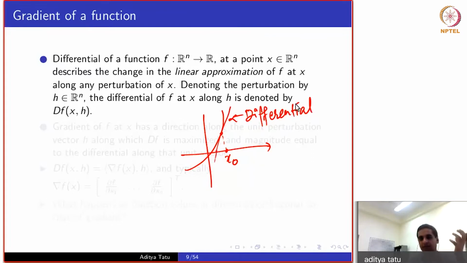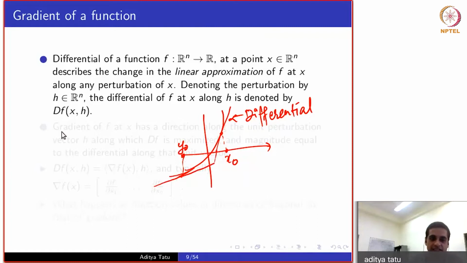You may have heard of this word before. The intuitive meaning is you want to do a linear approximation of this function at any given point. Of course, the differential can change. You change the point, instead of at x0, if I want to do a linear approximation of the function at y0, the tangent line or the straight line would be different. So it depends on point to point. But at any given point, the idea is you want to linearly approximate that function.